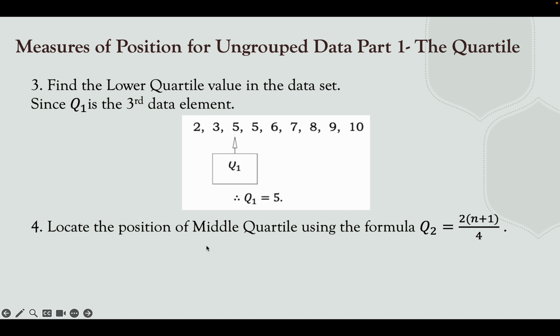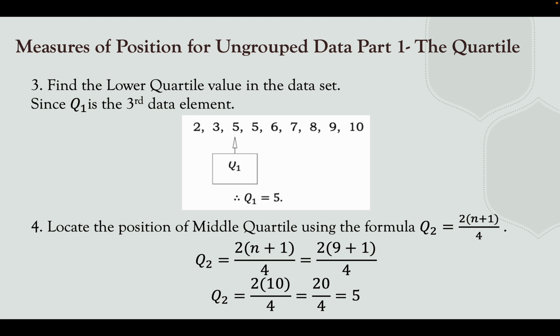Next, we need to locate the middle quartile using the formula. The middle quartile is equal to 2 times n plus 1 over 4. So, substitute the value of your n, which is 9. So, we have 9 plus 1, 10. 10 times 2, we have 20. 20 divided by 4, we have 5.